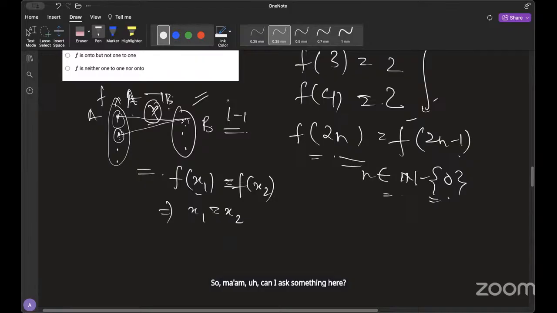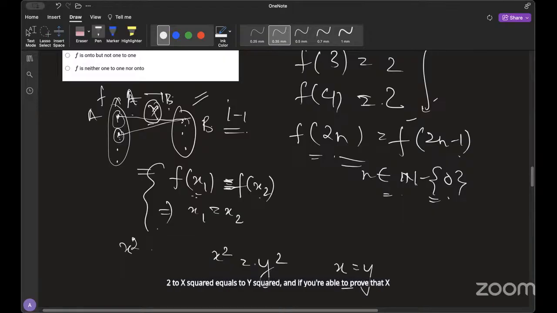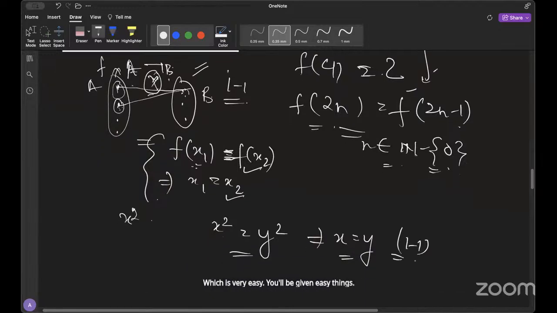Ma'am, to prove a function is one-one or not, can we just go this way: f of x1 equals f of x2? Yes. If the image of two elements is the same, then what you do is, let's say you have the function x square. You write x square equals y square, and if you're able to prove that x equals y from here, then you say it's a one-one function.